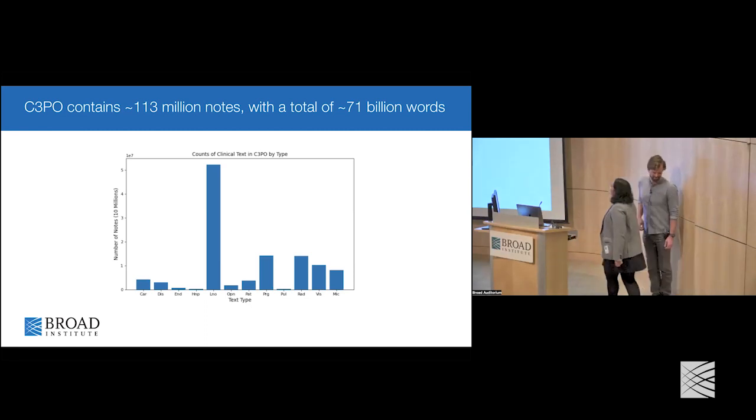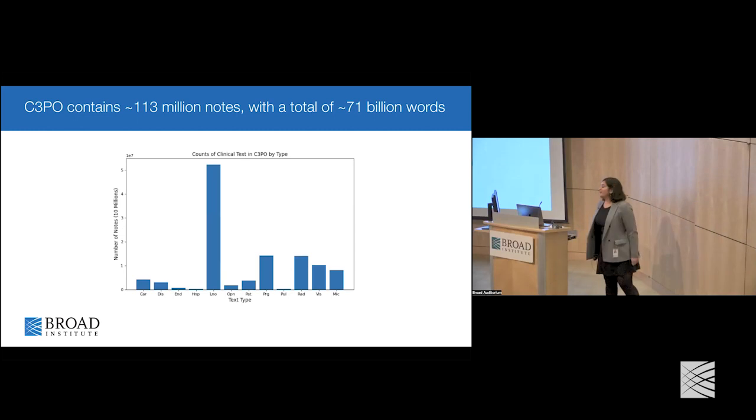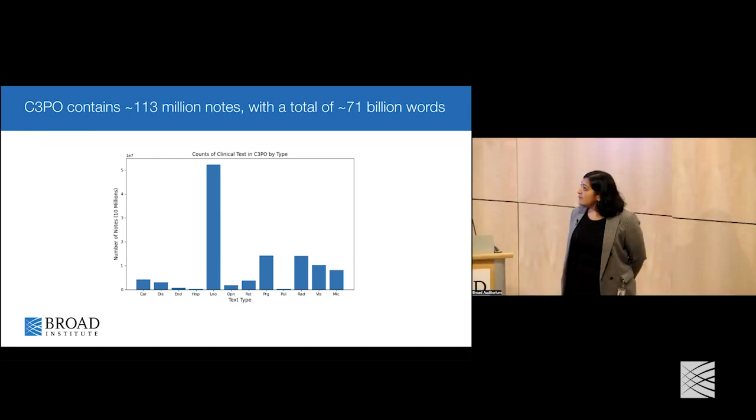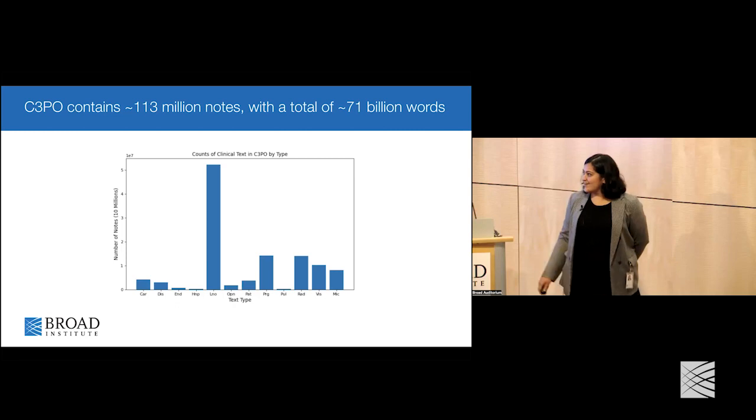Thank you. So let's get into the clinical text that's actually contained in C3PO. We have 113 million notes, just to give you a scale. And here I'm showing the different counts by note type with a total of 71 billion words. So the good news is we have a lot of data and we have to figure out how to use it.